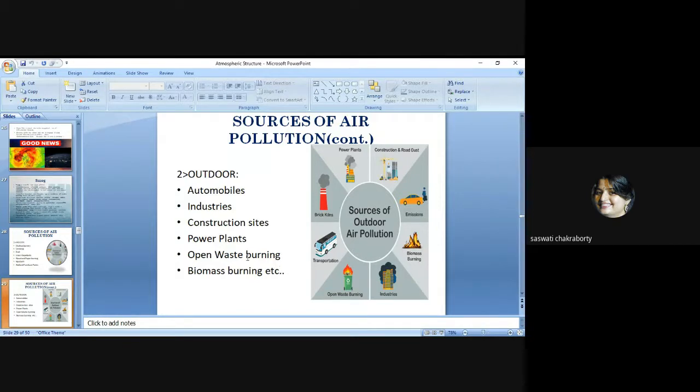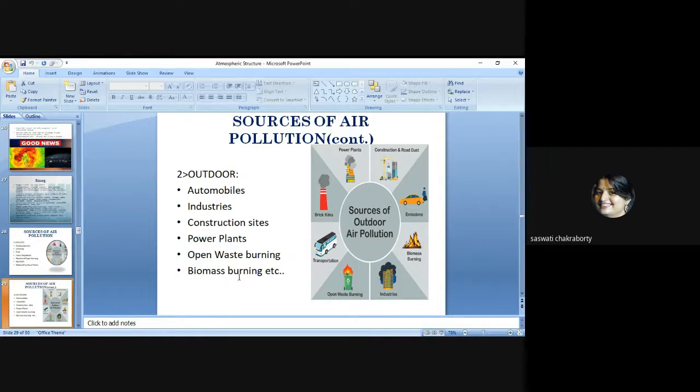Open waste burning is that all the metropolises have a dumping area, and all the waste is dumped there, and if you suddenly start burning it, it will emit harmful organic as well as inorganic oxides. So that causes air pollution.